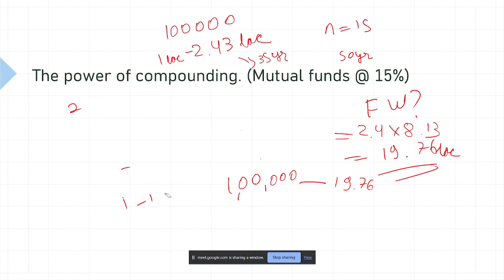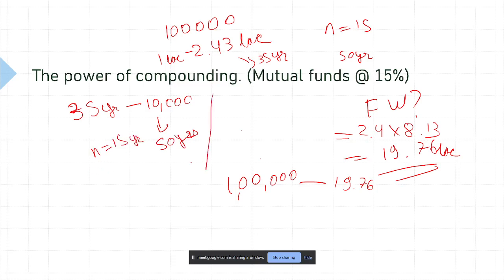Instead of starting at the age of 25, you start at the age of 35. Again, you are investing 10,000, but you go on till the age of 50 years. So that means for the period of 15 years, N is equal to 15. So now what is the net worth? What is the future worth?